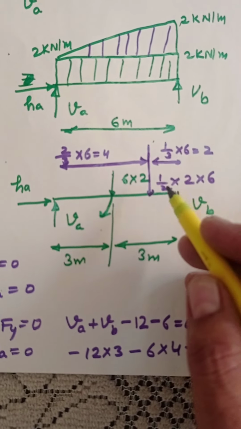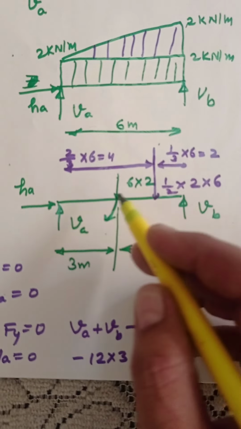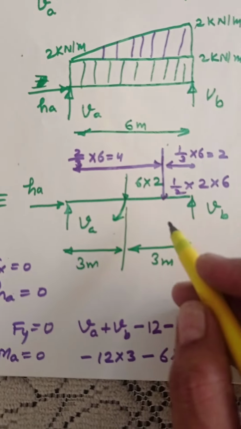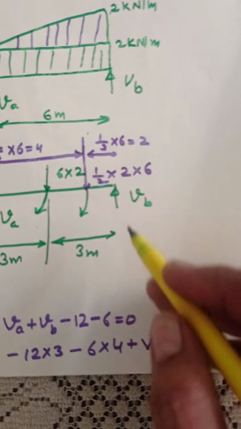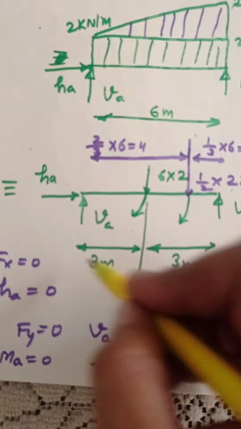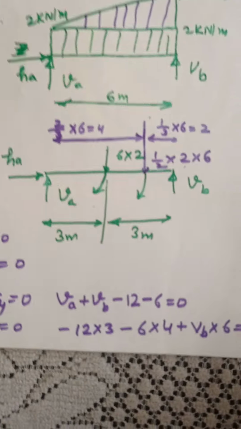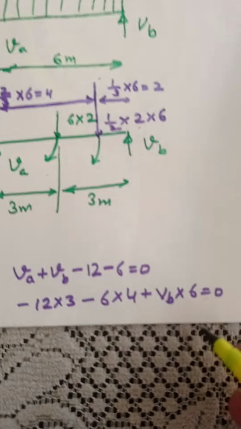Then the other force is 1 upon 2 multiplied by 2 multiplied by 6, that is 6, and the distance is 4. So again how will it rotate? It will rotate like this, so again clockwise, so again negative. Then VB will rotate like this, which is anti-clockwise. Anti-clockwise means positive. So VB into 6.